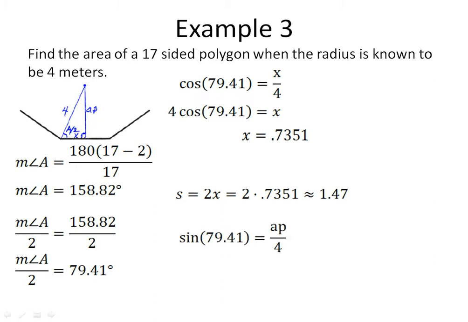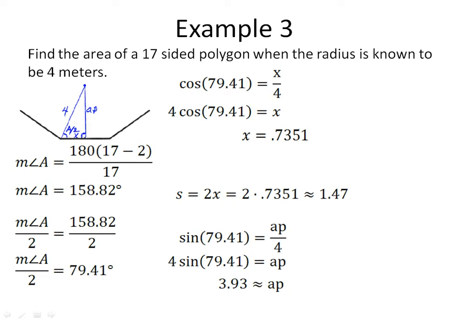Okay. So now we're ready to find the apothem. So the apothem is going to be found using the sine, because that's the opposite leg and we know the hypotenuse. So sine of 79.41 is equal to the apothem over 4. Cross multiply gives us 4 times the sine of 79.41 is equal to the apothem. So that gives us that 3.93 is the approximate length of the apothem.